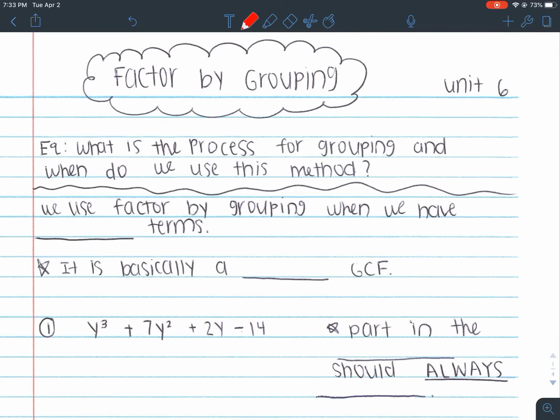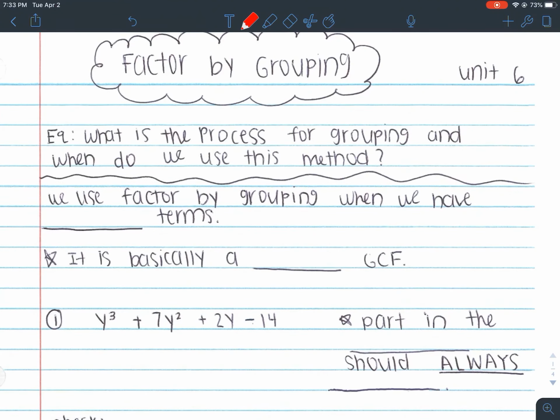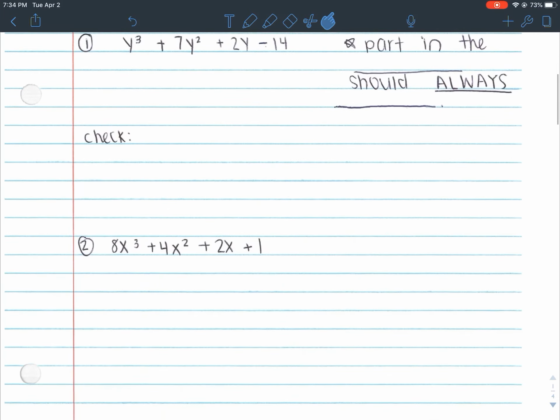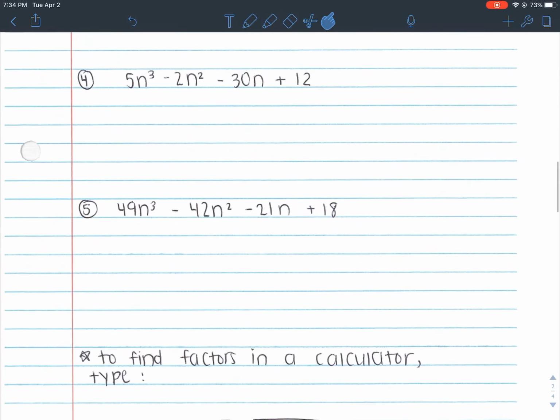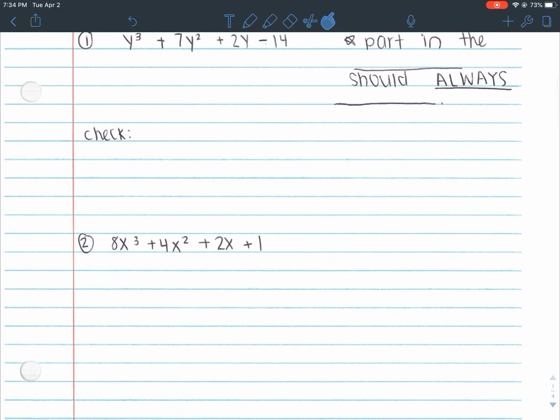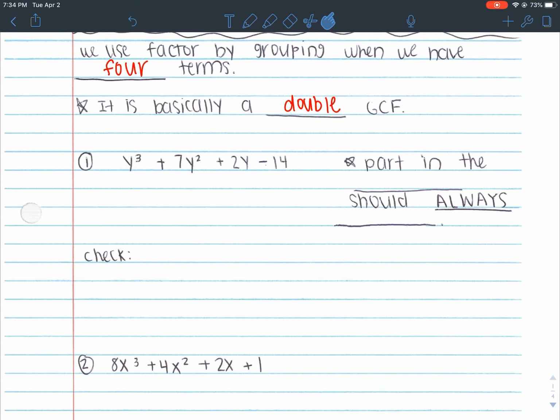So we use factor by grouping when we have 4 terms. Okay? And basically what we're doing is a double GCF. Now, I want you to look through all 5 problems. So again, you should be taking notes. 1, 2, 3, 4, 5. Look at all of those problems. They're all 4 terms, okay? So it has to have 4 terms for you to factor by grouping.